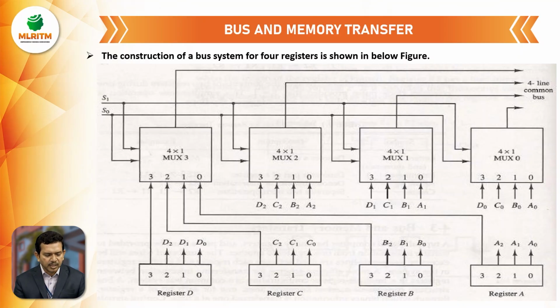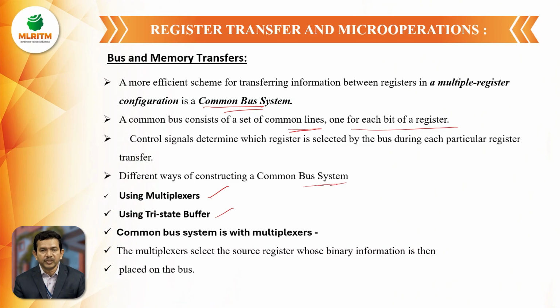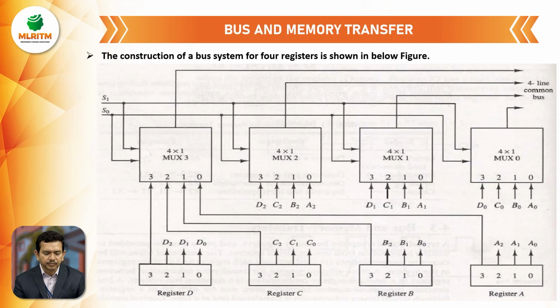Now, for example, take a common bus system with multiplexers, where we are going to use 4 multiplexers. For example, suppose the registers are 4 and we connect these 4 registers to a multiplexer, where this multiplexer gives a single output for us. It will connect all the registers.